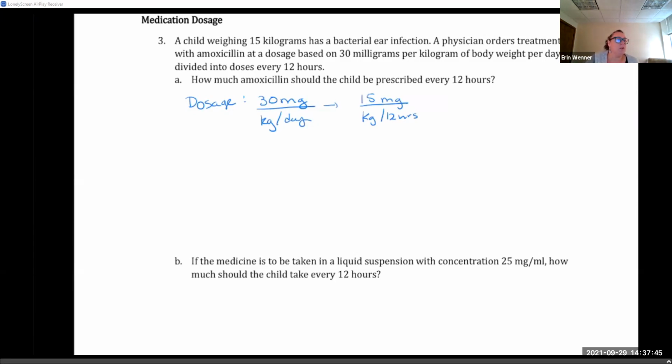So now how much should they be prescribed every 12 hours? Well, we know the kid weighs 15 kilograms. And we know that the dosing says we're taking 15 milligrams per kilogram per 12 hours. So we have 15 times 15. Because I have kilograms in the numerator and kilograms in the denominator, those cancel. 15 times 15 is going to give me 225 milligrams per 12 hours.